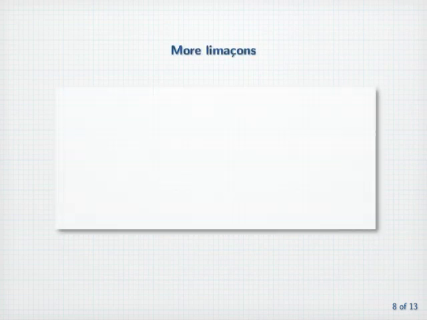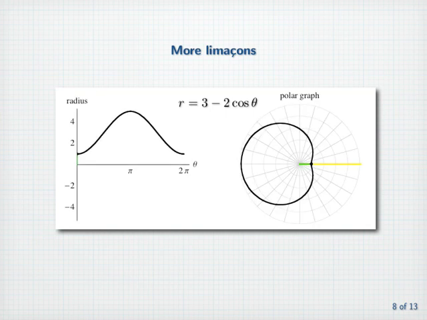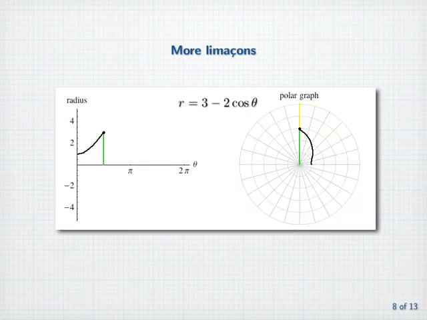More limacons. Let's plot the polar equation r equals 3 minus 2 cosine theta. Notice that this is similar to the previous equation, except here the coefficient of cosine theta is smaller than the constant term. As a result, r will always be positive. Here are the rectangular graph of r versus theta and the polar graph, which is a limacon without the inner loop. Now let's watch as the polar curve is traced out as theta goes from 0 to 2 pi.